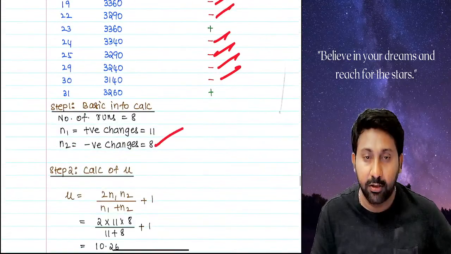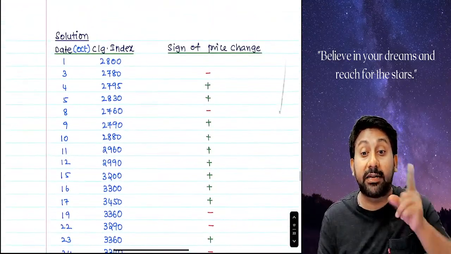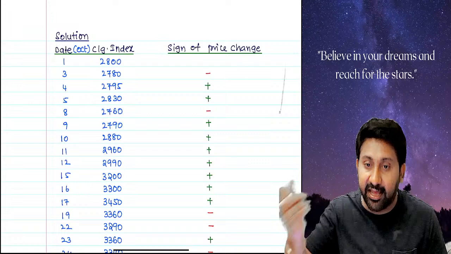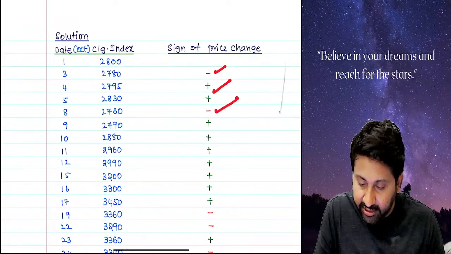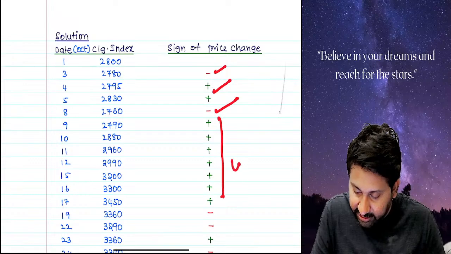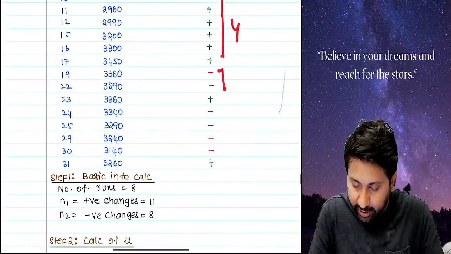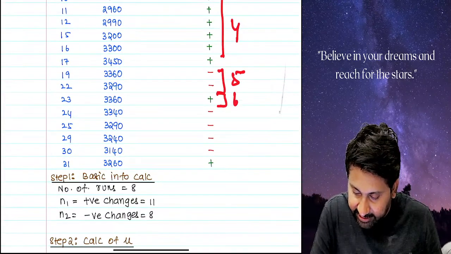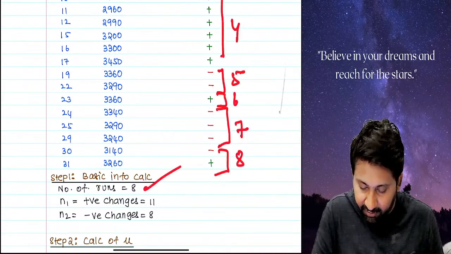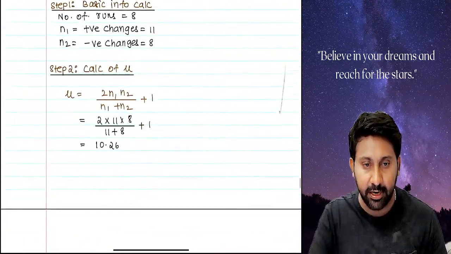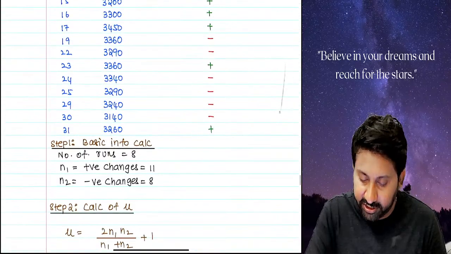So tell me, how many times did the trend change? 8 times. Trend changed 1, 2, 3, 4, 5, 6, 7, 8. Number of runs is 8. Clarity? Yeah?